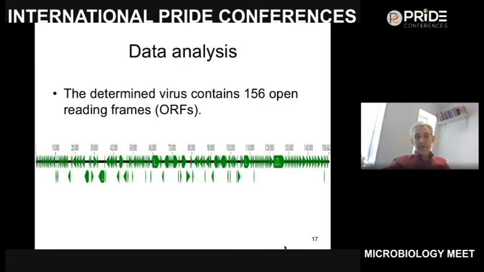Regarding data analysis, we determined 156 open reading frames. There were 12 positions where there were changes in nucleic acid, and another 11 positions where we did not obtain any change of amino acid. I think this has minor influence. But at the end of the genome, we also detected some deletions, which were also detected in some other strains found later in this Balkan area.